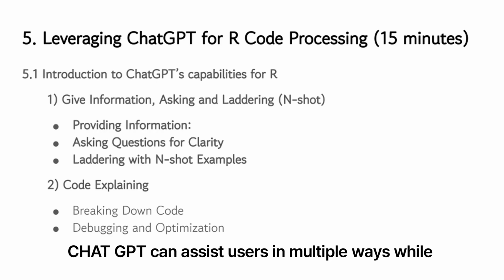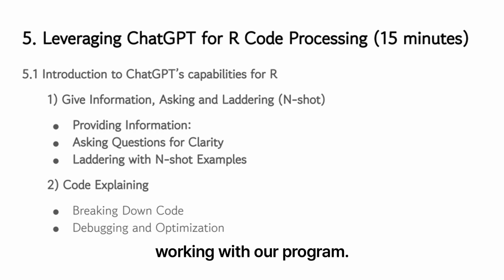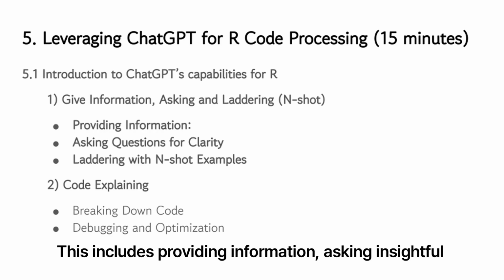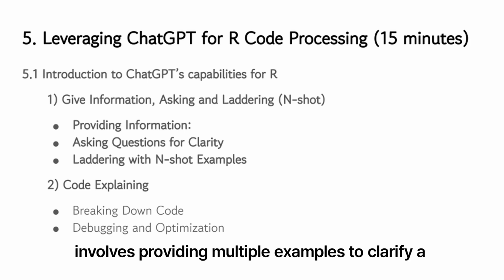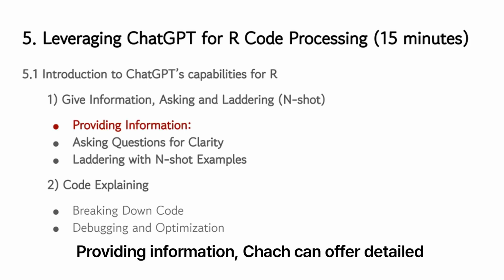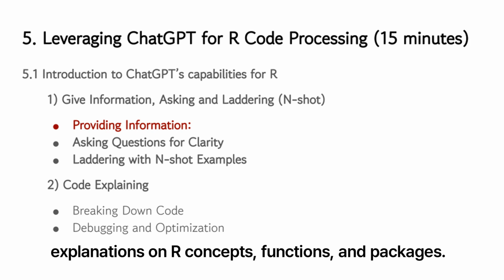ChatGPT can assist users in multiple ways while working with our program. This includes providing information, asking insightful questions, and using the N-shots technique, which involves providing multiple examples to clarify a concept or task. Providing information, Chat can offer detailed explanations on R concepts, functions, and packages.